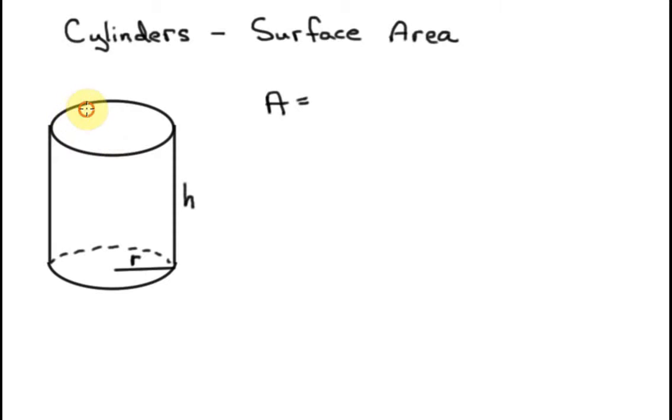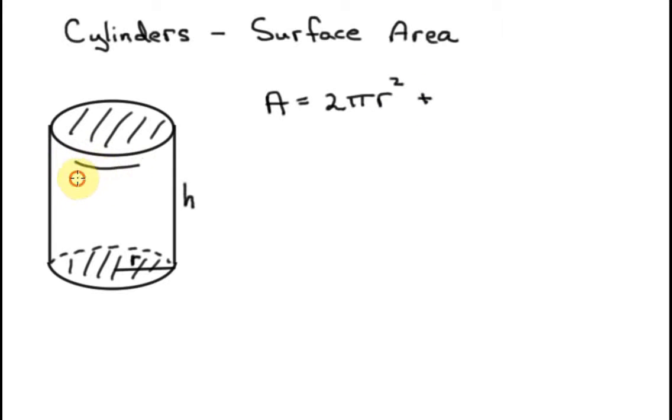There's a circle on the top. Okay, so a circle's area is pi r squared. There's a circle on the bottom. So that means there's two circles, so 2 times pi r squared, plus what we call the lateral area, the side here. Now, how we get the side is actually kind of interesting.